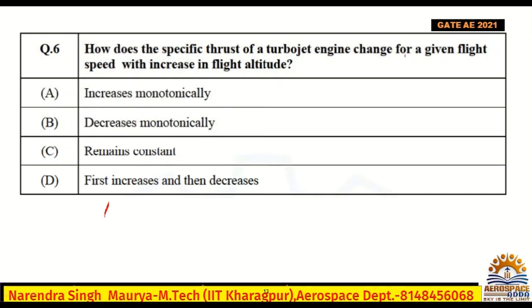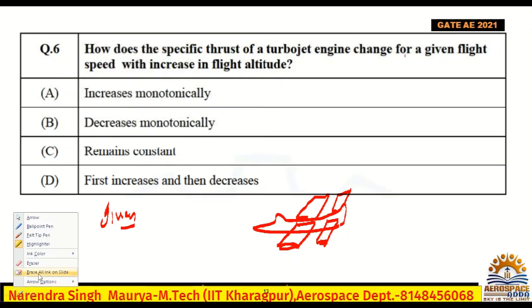So what have they given? Suppose we have any jet engine. This is the aircraft, and the wing. Similarly, this is the horizontal tail. Okay, and suppose that the engine, which is nothing but a turbojet engine, is on the main wing. This is the engine, all right, just a general idea.